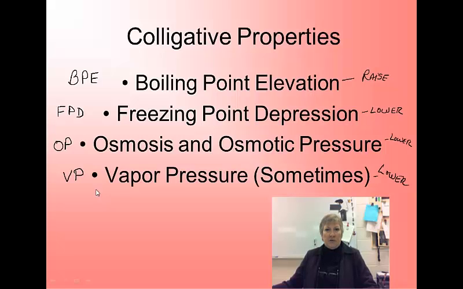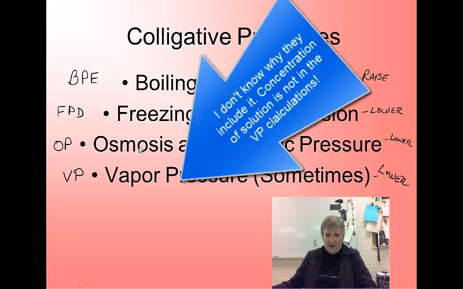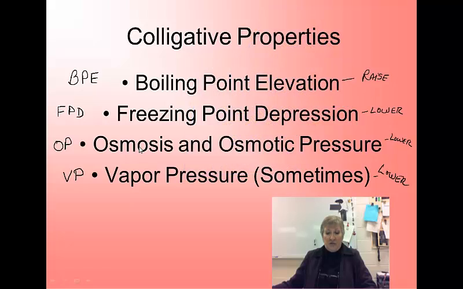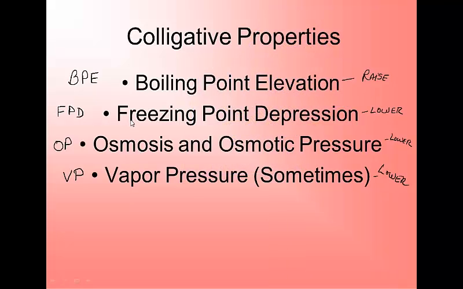Alright, AP Chemistry, this is Chapter 11, Colligative Properties, and there's technically 3 colligative properties. Every once in a while they throw vapor pressure in as a colligative property. Sometimes it's included, sometimes it's not. Colligative properties depend on the concentration of the solution, not on what dissolves in it. BPE, FPD, OP, and VP.